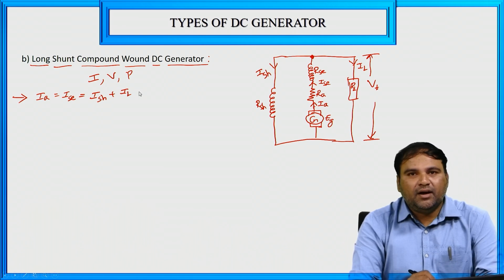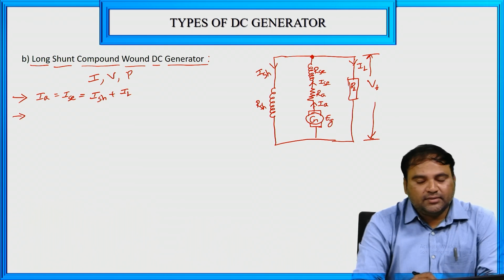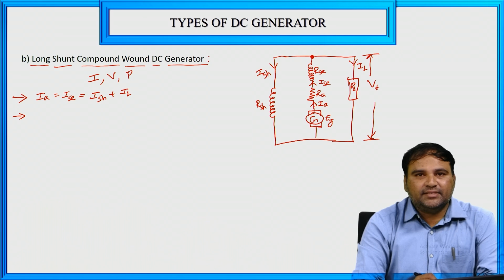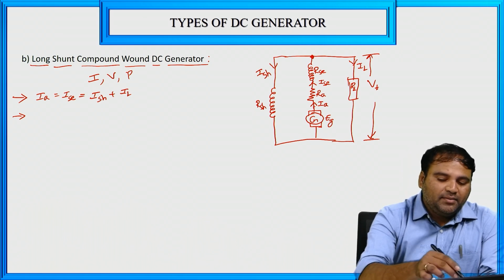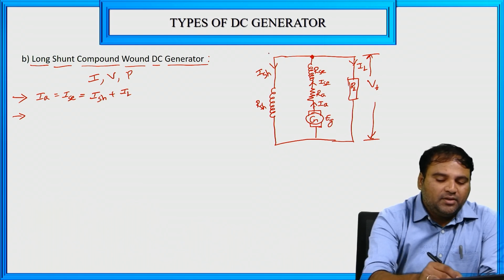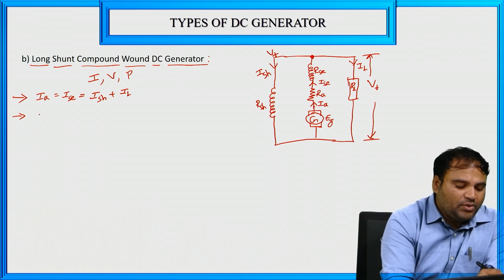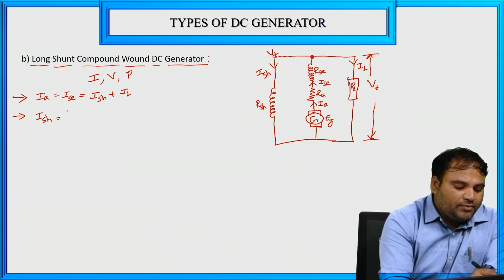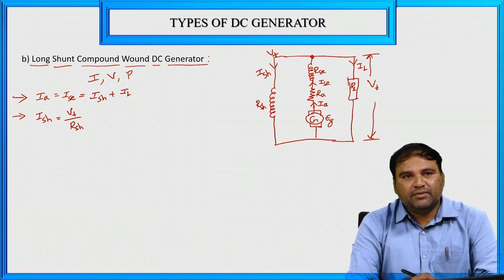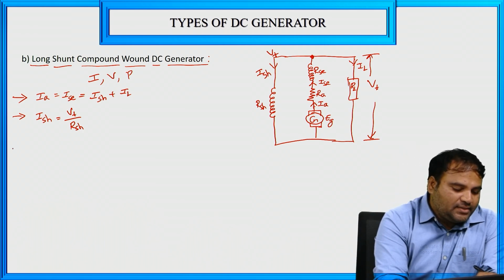So IA or ISC equal to ISH plus IL, right? Now we need to write the shunt current, that is ISH. Here is the parallel branch, and this is also parallel branch, and this is also parallel branch. In this parallel, voltage is constant, so VT is constant. Then ISH is equal to VT divided by RSH. So here is the current relations.